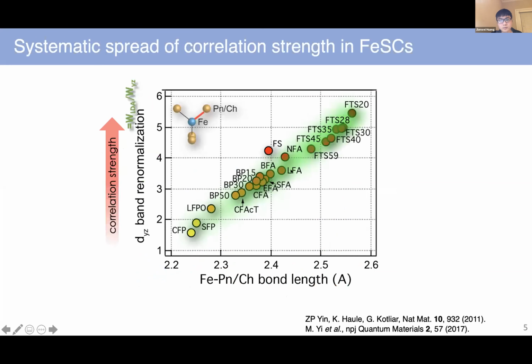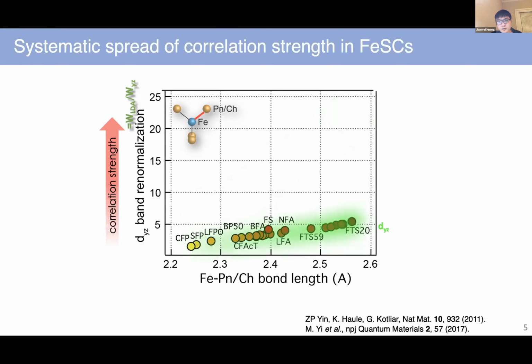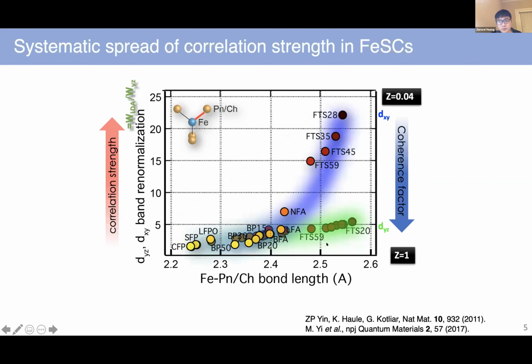Later, it was found that the electron correlations in the iron-based superconductors can be related to the iron-pnictogen bond lengths. It can be understood in a way that the iron hopping through the pnictogen atoms is reduced by increasing the iron-pnictogen bond length. So especially in the iron chalcogenides, which possess larger iron-pnictogen bond lengths, we find that in the iron tellurium compound, the dxy orbital experiences a very large mass enhancement.